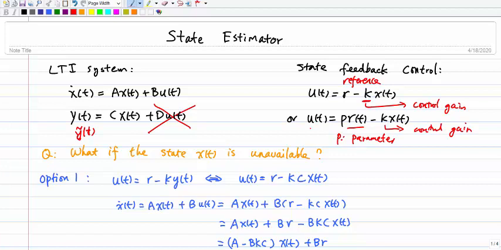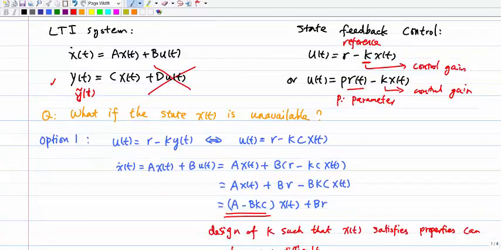So there are two options typically. The first option is we don't use the state, but we can use the output, because the output yt is always available. So we can ask, how can I use the actual output? I can design ut as r minus Kyt. So instead of xt, I have yt over here. This is called output feedback control. Because yt is given by Cxt, this is the same as r minus K times Cxt.